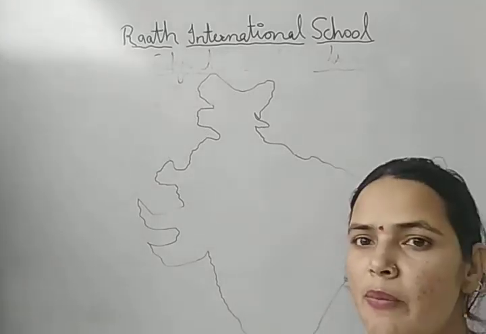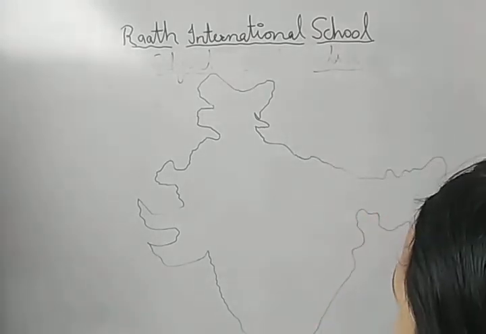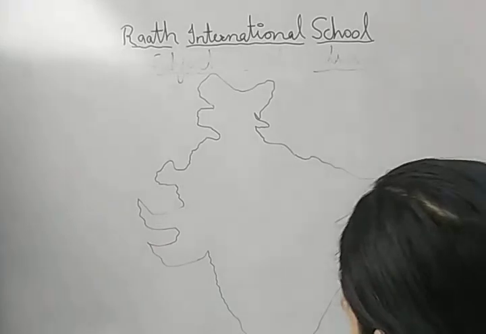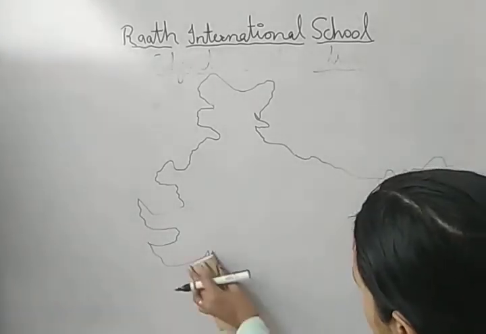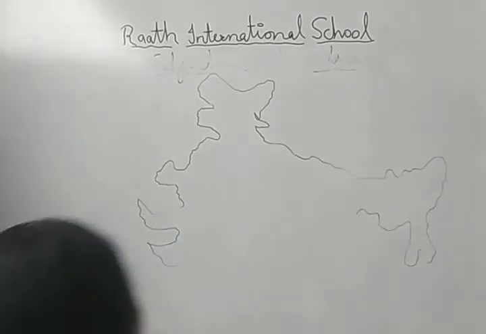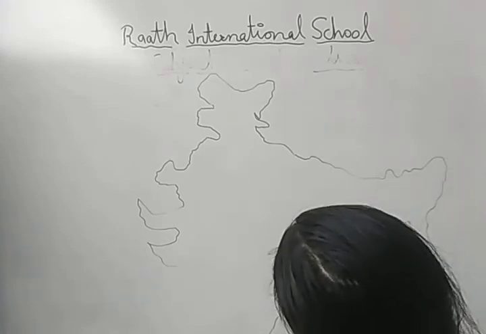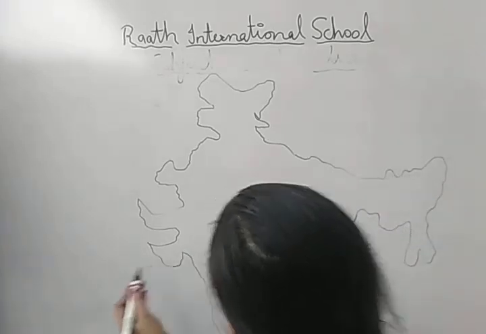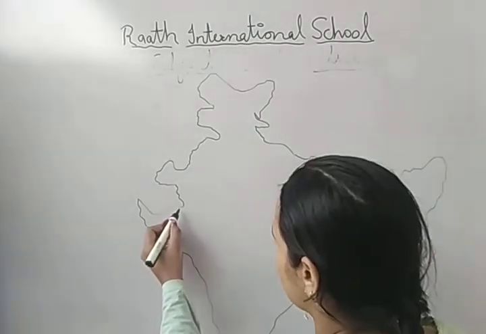So this is the map of India. So now let's fill in the different types of soils. So it is our map of India. Yes, now it is straight.